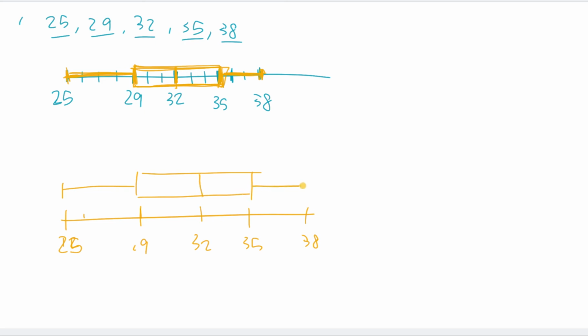But what you need to be careful is you need to line up, this whisker starts from the minimum, ends at Q1, 29, and Q2 median is right above 32, Q3 is right above 35, and 38, the maximum is right above 38. So you need to line that up, okay? And a lot of times, we are using this like that. So I'm pretty sure you are able to make this box plot, okay?